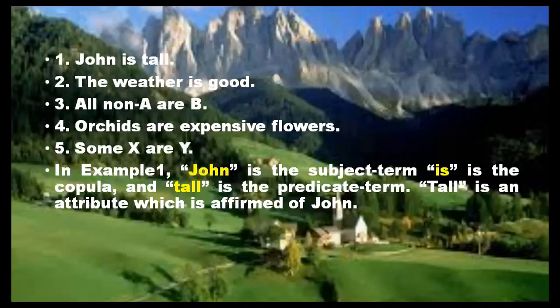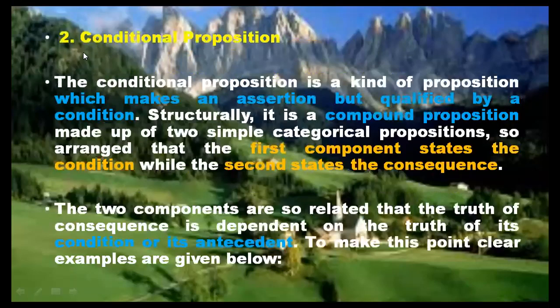So, example, John is tall. John is the subject term, is the copula, or helping verb, or the linking verb. It links the subject and the predicate. And tall is the predicate term. Term ito kasi this represents a concept. The weather is good. The subject is weather, good is the predicate. Okay, now let's go to the next one.